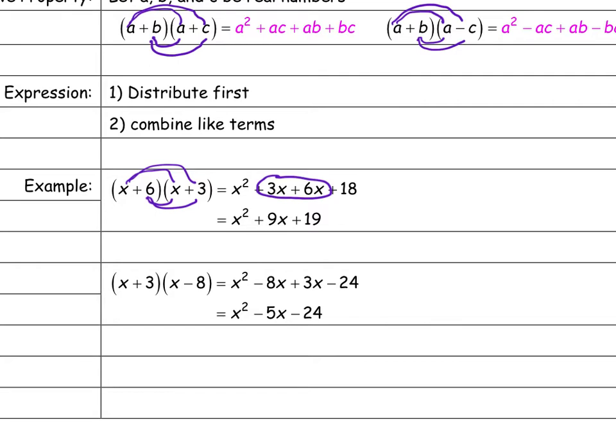Same thing, and it's the same thing with my different signs, only my signs are different, right? So I've got x times x is x squared. X times negative 8 is negative 8x. 3 times x is 3x. And 3 times negative 8 is negative 24. Again, combine your like terms together, and I get x squared minus 5x minus 24. Okay, questions? Are we okay?